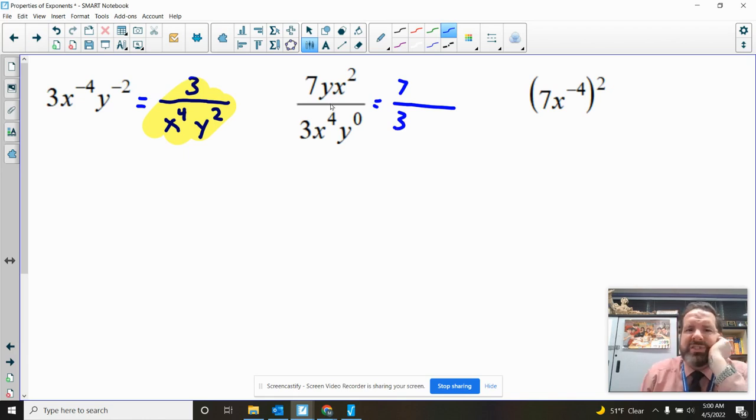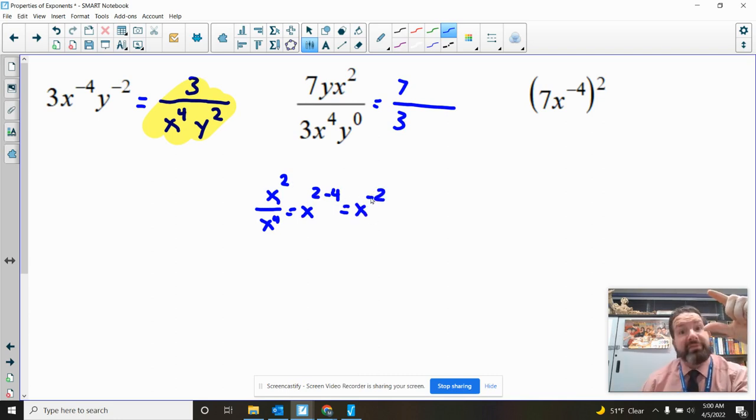Let's now go alphabetical. Let's deal with the x's. Now, there's 2 different ways to deal with the x's, and I'm going to show you both of them. I want you to use whichever you think is easier. The first is to use our property that says, for my x's, take the top exponent minus the bottom exponent. 2 minus 4, that's x to the negative 2nd.